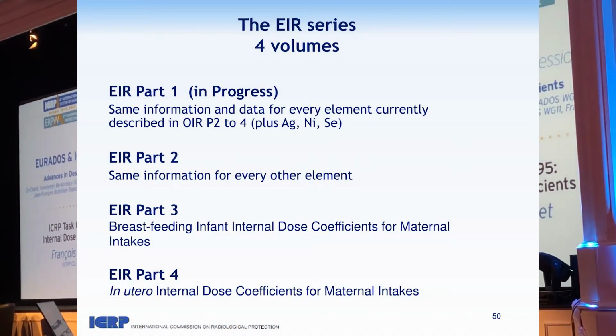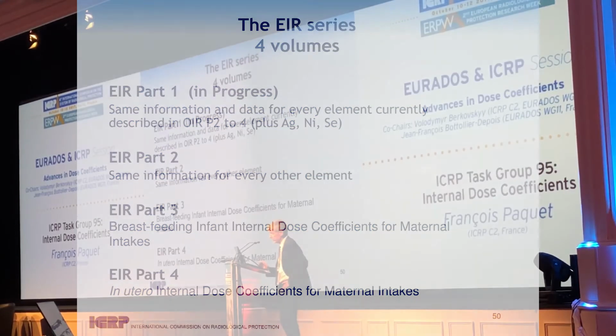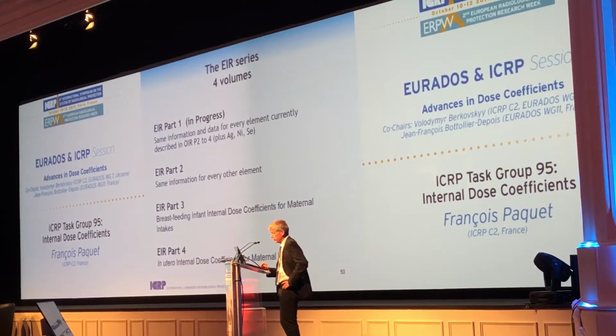Similarly, for the environmental intake series, we are doing exactly the same job. We have divided the work in 4 parts. Part 1, which is in progress, will provide the same information as for the worker, but here for the member of the public, so including the age-dependent parameters. So they will be provided for every element. Part 1 will be about every element currently covered in OIR parts 2, 3, and 4. Part 2 will be for the other elements, and parts 3 and 4 will be for the breastfeeding infant, maternal dose, and in utero internal dose coefficients.